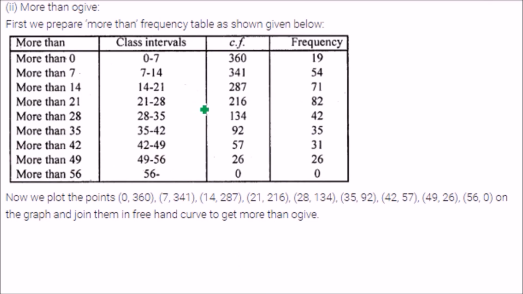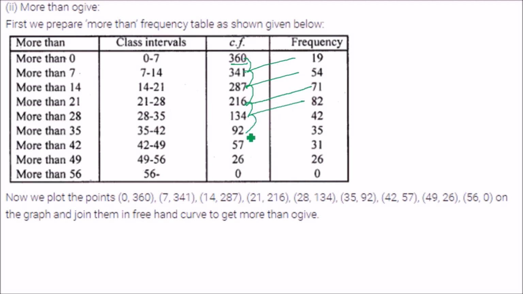How to draw the more than? For more than, we will start with 360 and subtract the frequencies, like 360 minus 341, that is 19. Then 341 minus 287, 54. 287 minus 216, this is 71.